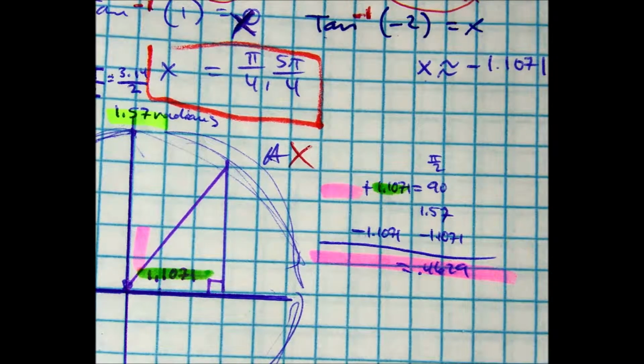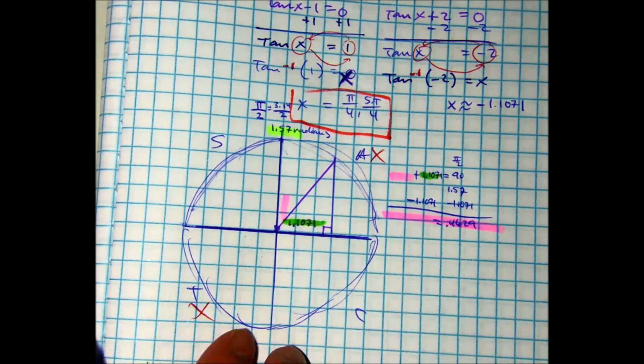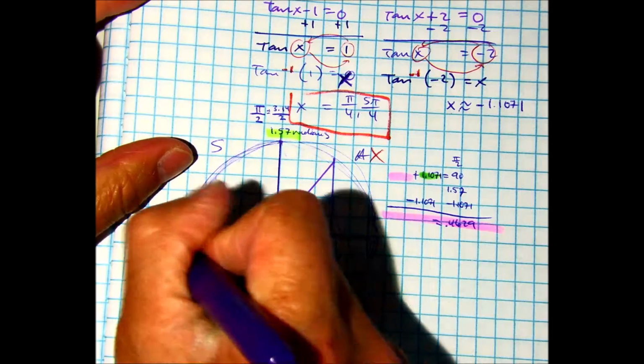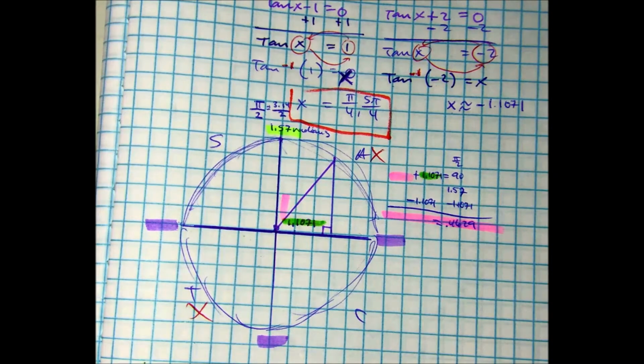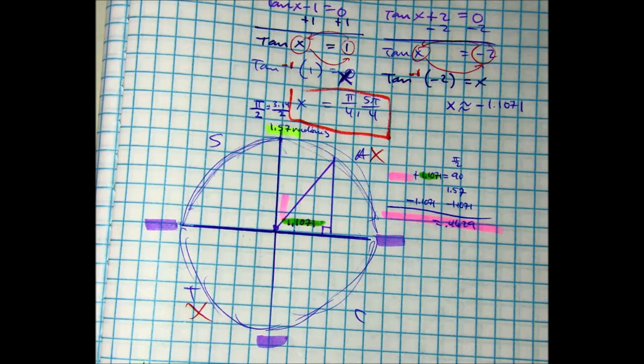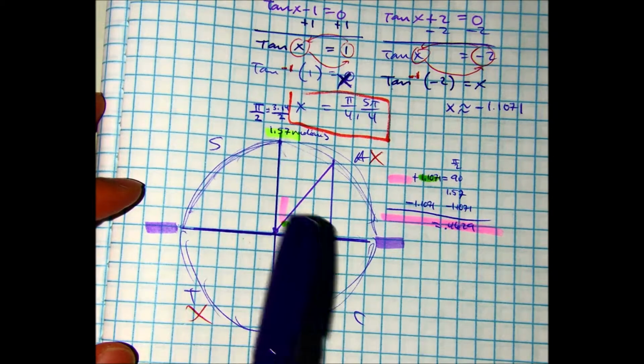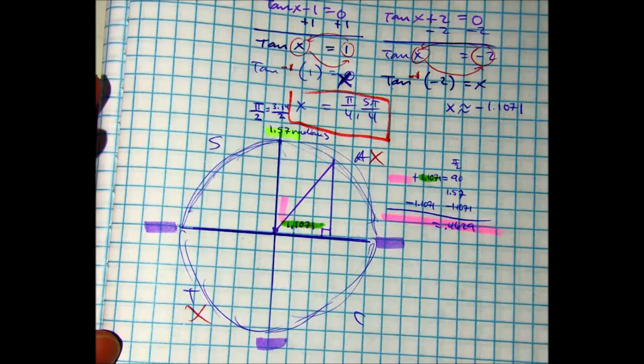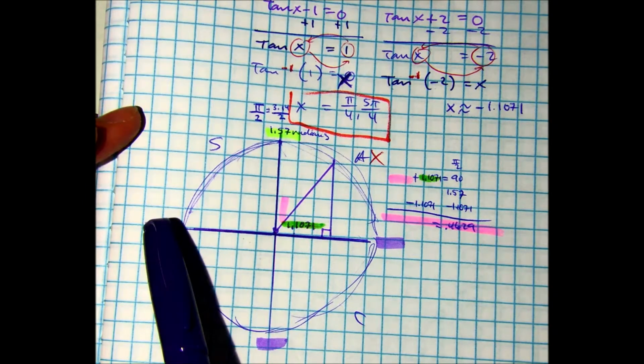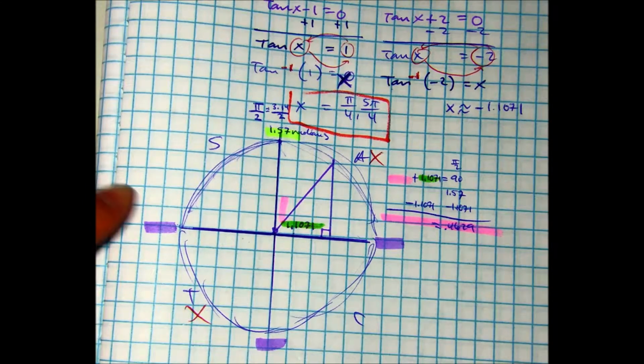Okay, let me give you some time to process. Partner B, I want you to explain green, pink, and yellow. Partner A, I want you to explain how to find the other purple in radians, decimal radians. Ready, set, go.